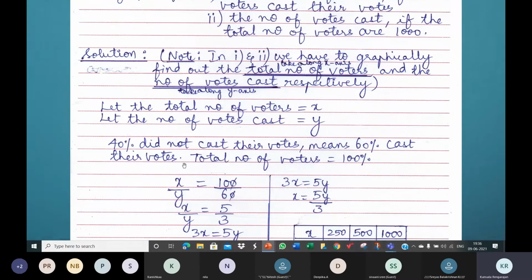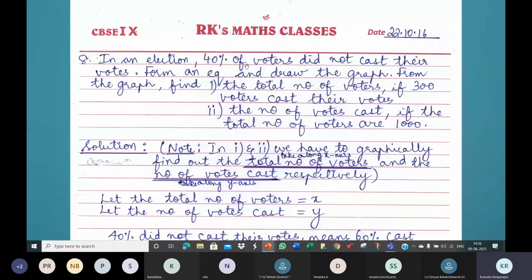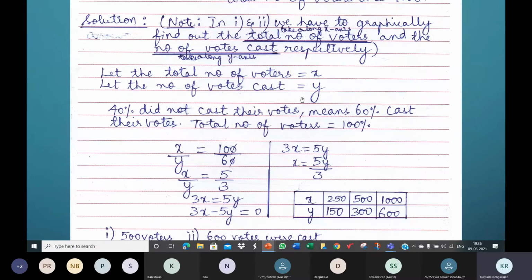So how many cast their votes? 40% did not cast. So 60% cast their votes. So 100 by 60, which is 5 by 3. Cross multiply and get the equation. Make the table.